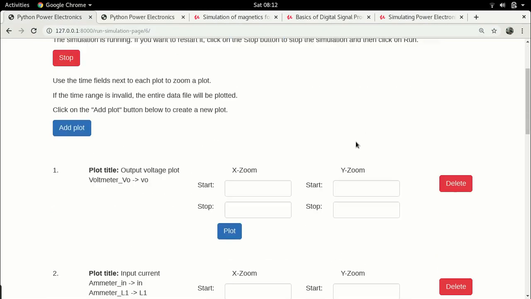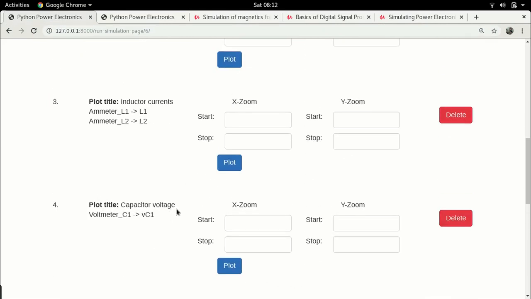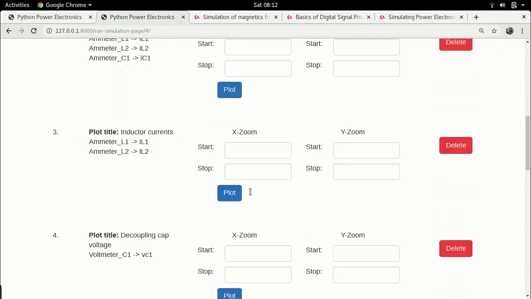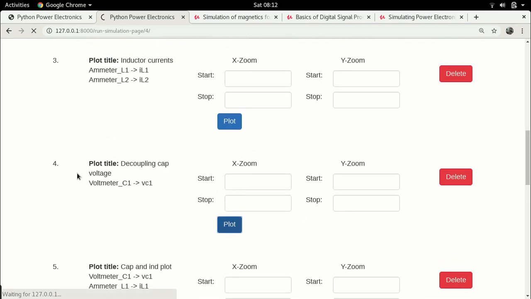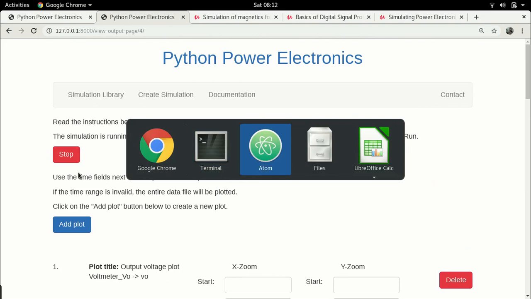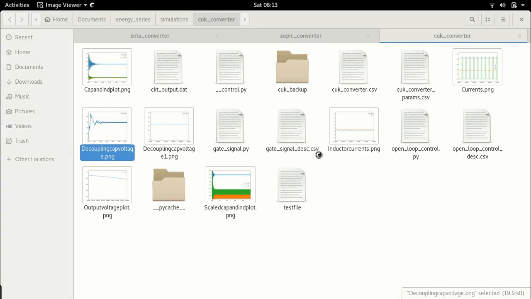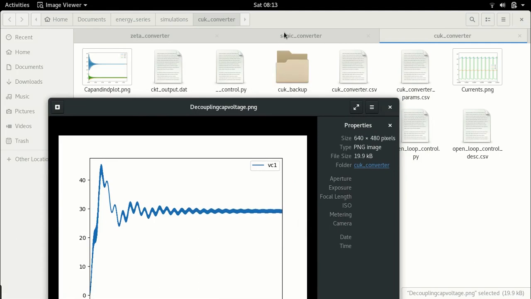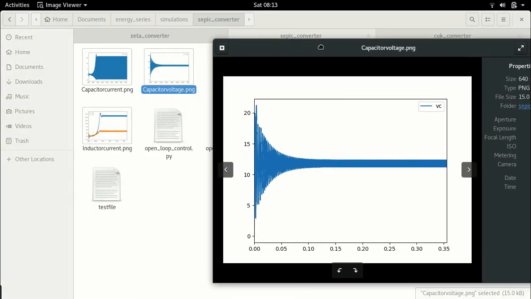So let us check out the capacitor voltage and the capacitor current. So we have the capacitor voltage. Let's plot this for the ZETA. And let's plot it for the CUK. This is the decoupling capacitor voltage. So in the CUK converter, this is the decoupling capacitor voltage. And for the ZETA, this is the capacitor voltage. So let's put these two together.